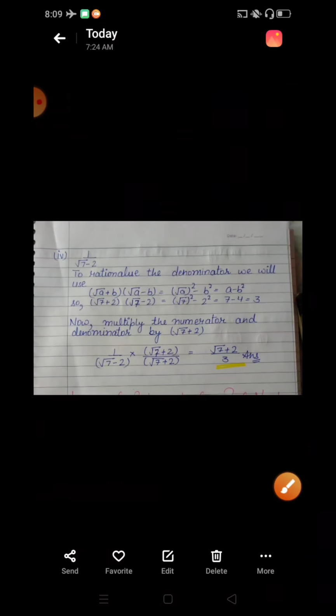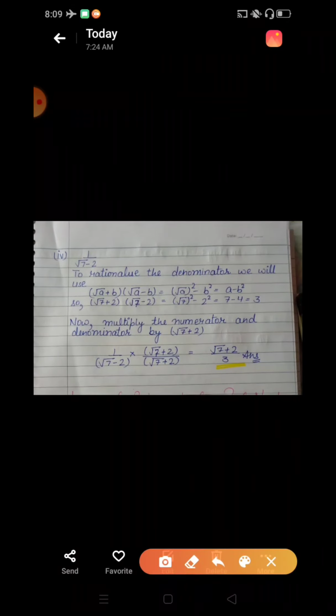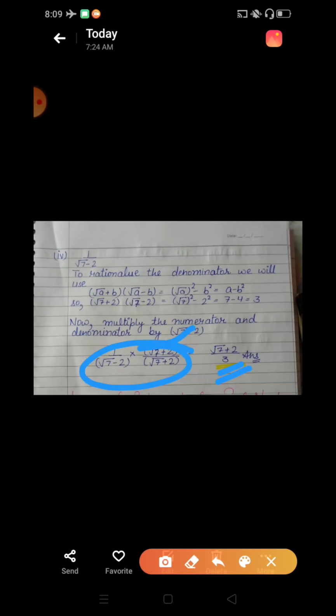Now the last question is root 7 minus 2. So what you have to do, you have to take root 7 plus 2, and then multiply using the identity, and you will get the denominator as a rational number.